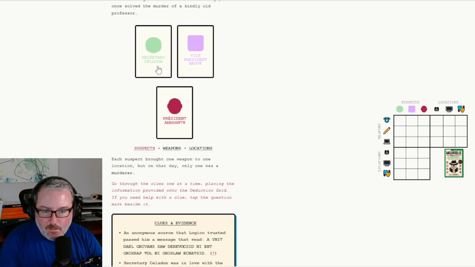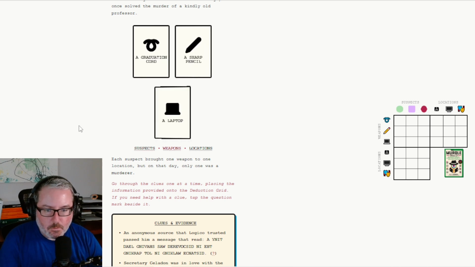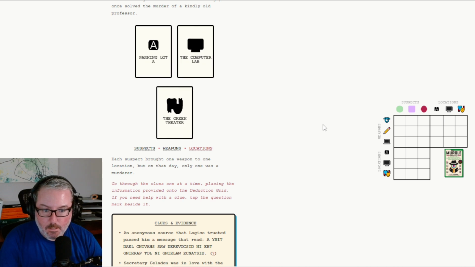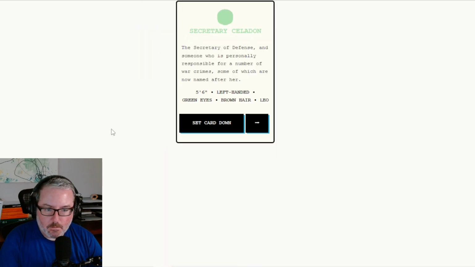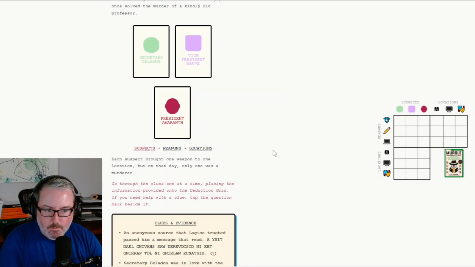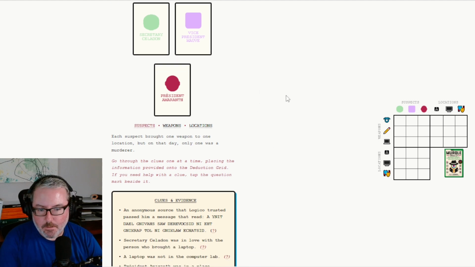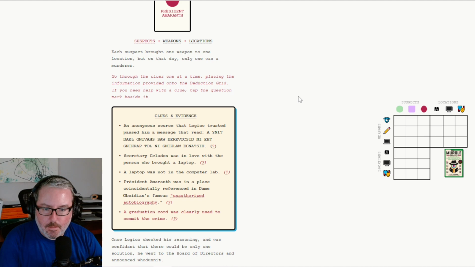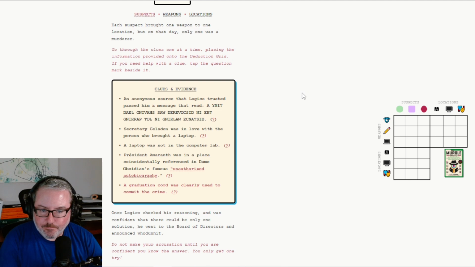Our suspects are Secretary Celadon, Vice President Mauve, and President Amaranth. That color is a bit hard to see. I don't know if maybe it's just my screen. Weapons, we've got a graduation cord, sharp pencil, and a laptop. And locations, we have parking lot A, the computer lab, and the Greek theater. I believe you can click on each of these. I think you can do it over here as well. Yeah, it brings up the same information, but there's some further information you can get for each thing. Each suspect brought one weapon to one location, but on that day, only one was a murderer.